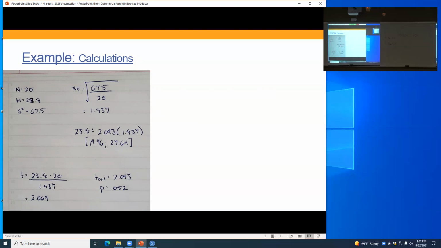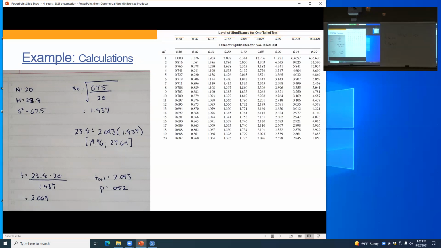Okay. Sam, where did I get 2.093? Yeah, exactly. If I pull up my T table, I've got N equal 20. How many degrees of freedom in this test? 19, right? So if I look at 19 degrees of freedom, P equals 0.05, I get 2.093. That's my critical value. Is it 19 because you're subtracting? Yep. So I got my degrees of freedom for my single sample test: number of participants minus 1.